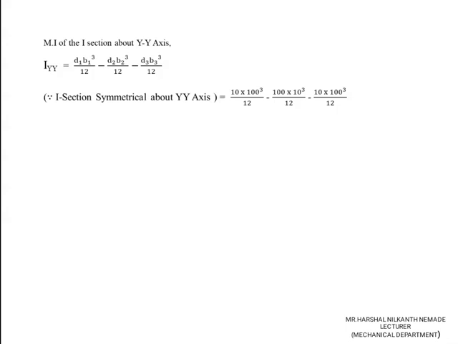On next page, moment of inertia of the I section about the yy axis: Iyy is equal to d1b1 cube divided by 12 minus d2b2 cube divided by 12 minus d3b3 cube divided by 12. Since the I section is symmetrical about the yy axis, substituting all values of d1b1, d2b2, d3b3, I will get Iyy is equal to 1.675 multiplied by 10 raised to 6 mm raised to 4.